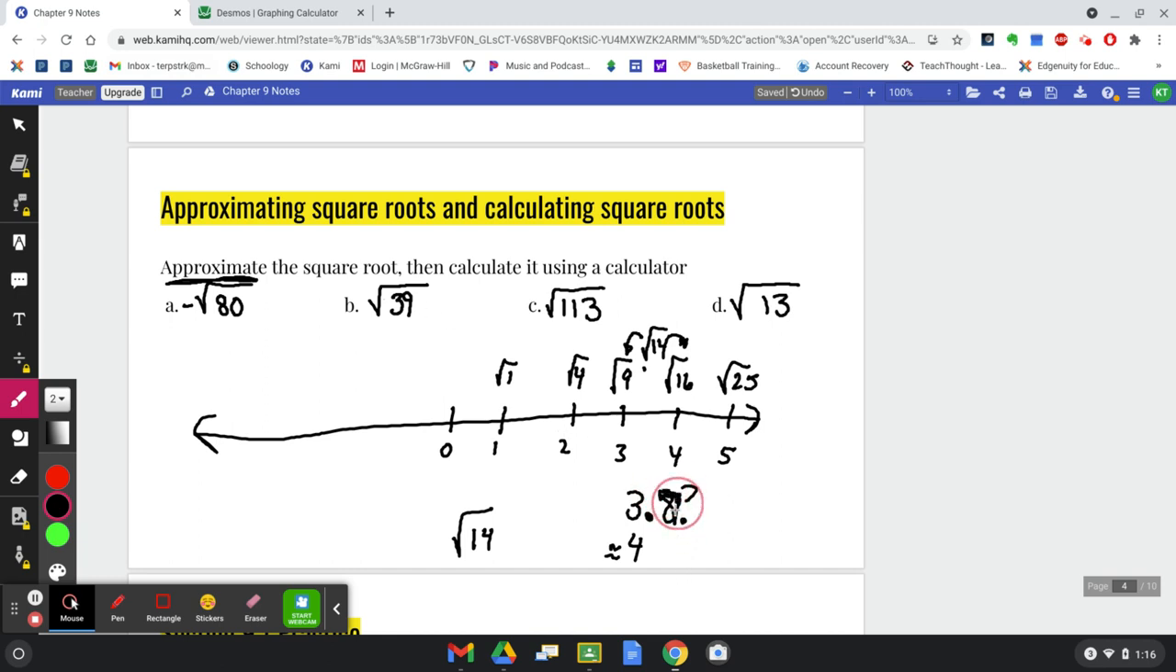But we'll just go to the nearest tenth. That's 3.7 when I use my calculator. But you can get an approximate answer by using the perfect roots. So let's look at this. I know that the square root of 81 is equal to 9, right? And that's a little bit bigger than this.